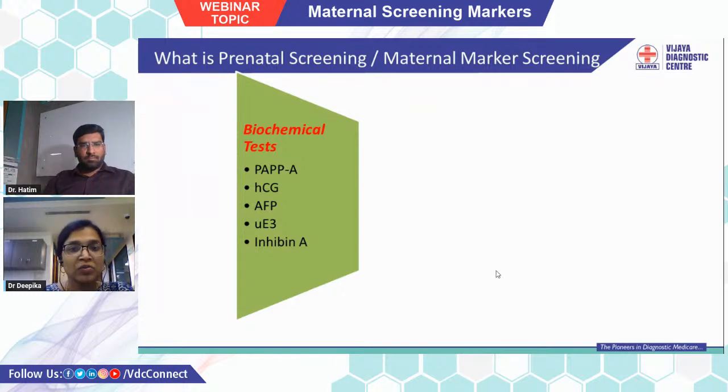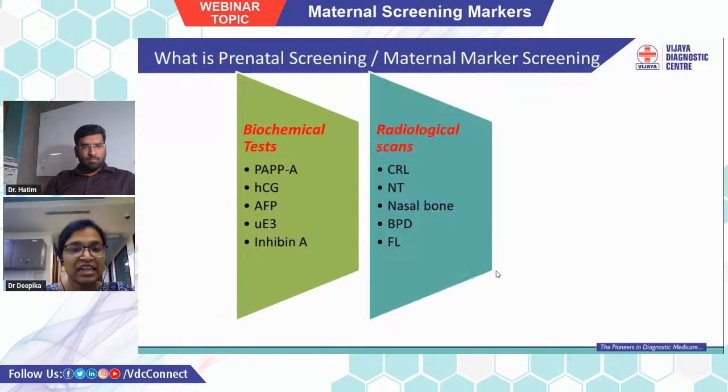Next, depending upon the radiological findings, we can screen pregnant women. Those are the length of the fetus from crown to rump, which we call CRL, nuchal translucency, nasal bone, whether it is present or absent, biparietal diameter, and femur length.